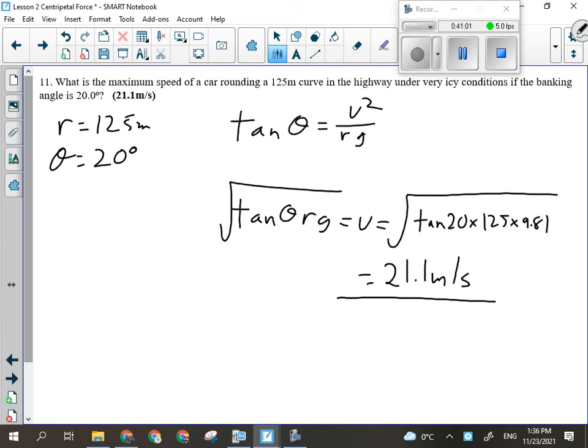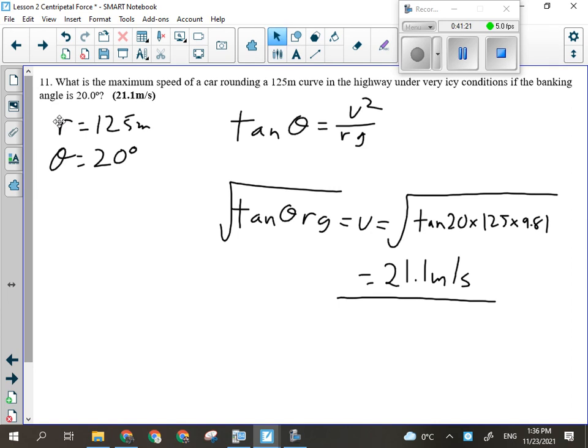Everybody all right with that? So bank corners are really not too tough. There's nothing to do except use this formula and manipulate it for whatever it's looking for. You're never going to get a bank curve problem that is more than, here's the formula, find one of the parts of it.